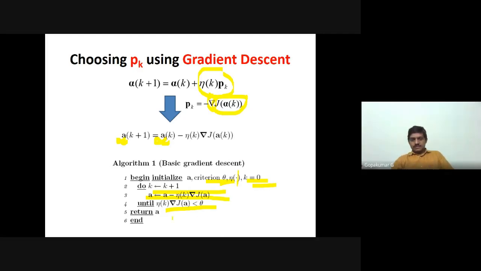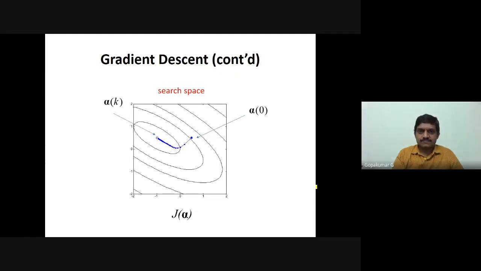And finally, you have to return the weight vector A in this case, or alpha, or W, but all this represents the same thing. So this is the idea behind the gradient descent algorithm. And this is what the search space may look like. For example, suppose you start with an alpha value somewhere here, and your aim is to reach the solution point, this empty circle. So you start from here, update, update, update, and come here.